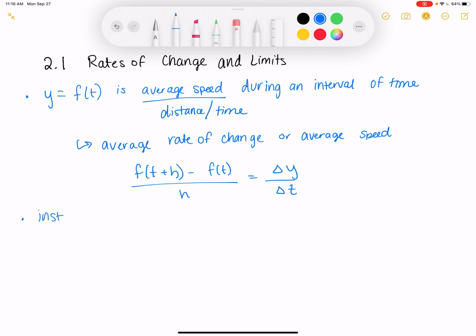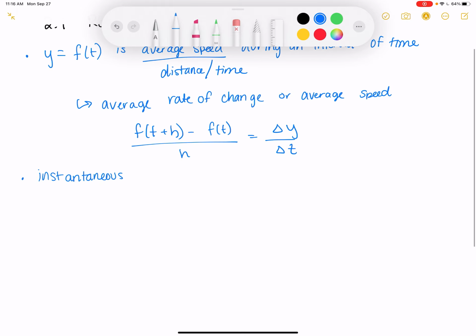Instantaneous speed is the speed of a moving object at a given instant of time.